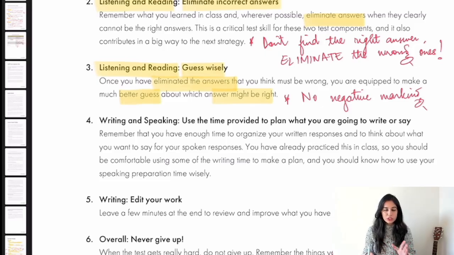Always attempt the question by first eliminating the options that you are 100% sure are wrong, and then you'd be left with probably 2 options, and out of those 2 options, you decide which one would work best and click on that.